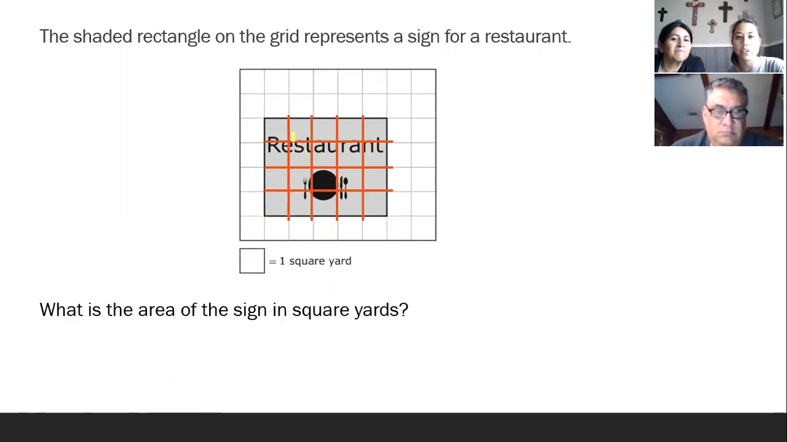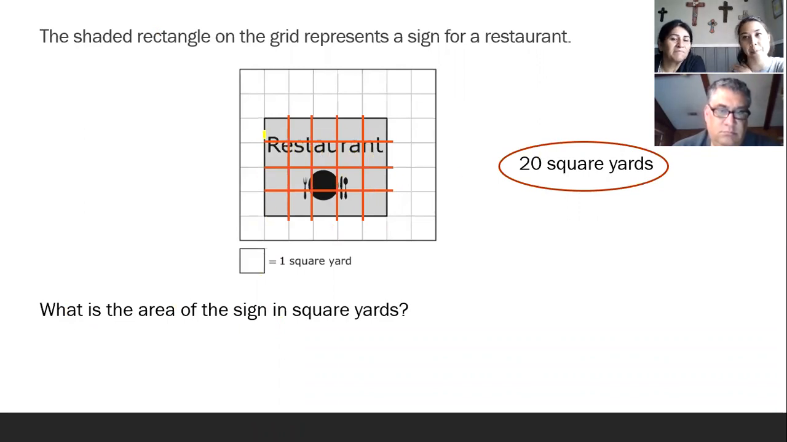So you can say 1, 2, 3, 4, 5, 6, 7, 8, 9, 10, so on and so forth until you get 20 square yards. So all of these boxes, count them all up, you'll get 20. Now, I don't recommend you doing that because you're in 3rd grade and you know how to multiply at this point. But if you struggle figuring out the area, and the easiest way for you to do it is to count all the squares, then by all means do that.